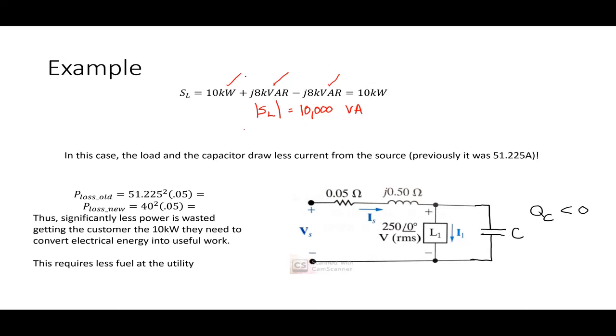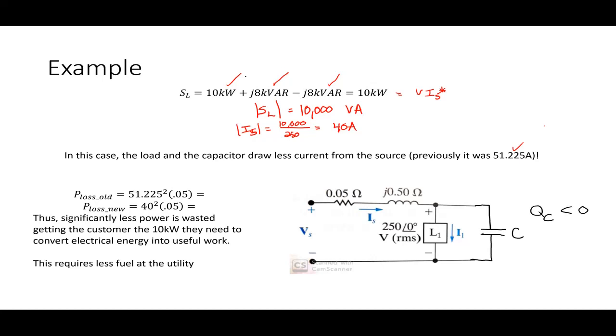So if I want to know what's the current in this case, remember S is equal to V I_S conjugate. So I can say that the magnitude of I_S, this guy's labeled as I_S, is 10,000 divided by 250, which works out to be 40 amps. Now, if you go back to the beginning of this, you'll see that when I did it initially without the capacitor, I had 51.225 amps. So I've got about an 11 amp reduction here, which is relatively significant.